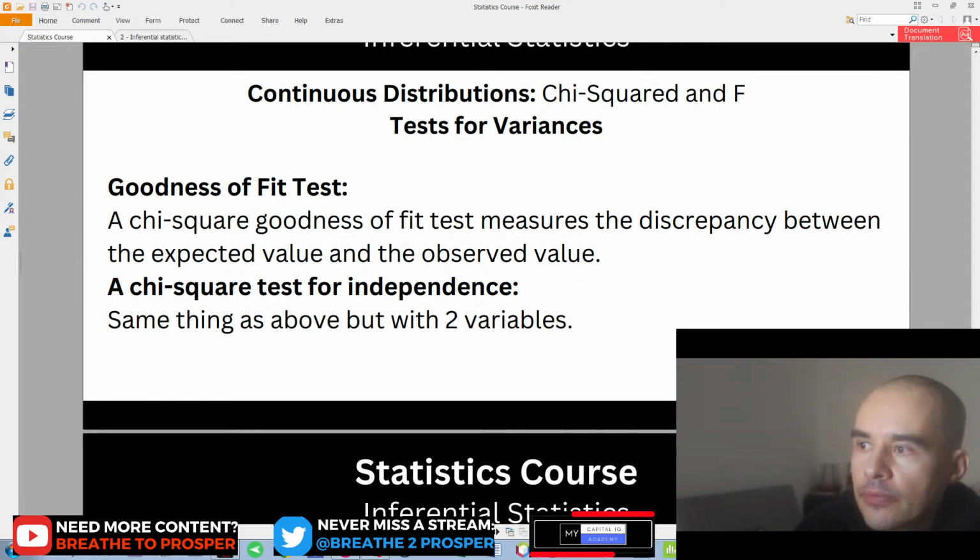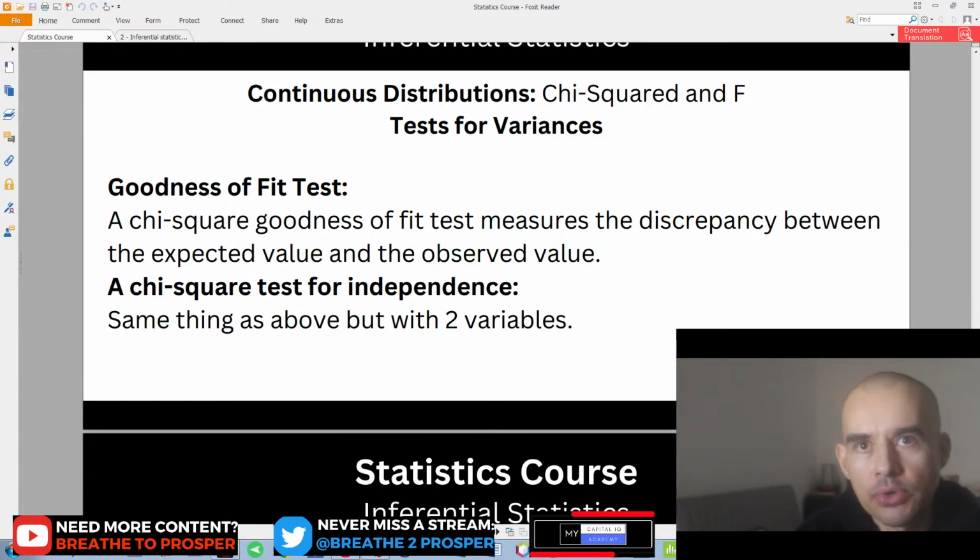Now, for the chi-square distribution, we also have specific cases. We have the goodness of fit, so we have two ones: a goodness of fit and the chi-square test for independence. The chi-square goodness of fit tests the measure of discrepancy between the expected value and the observed value.